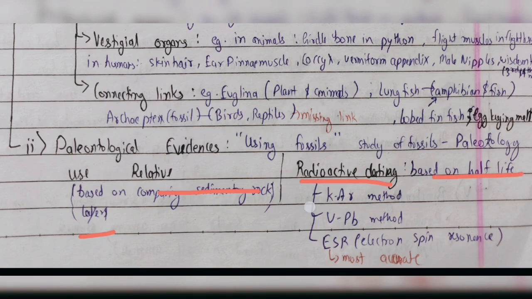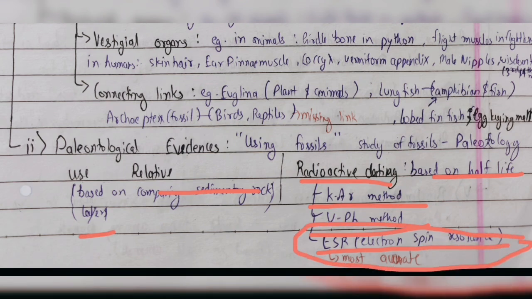Three most popular ones are given in NCERT, like potassium-argon method, uranium-lead method, and ESR, electron spin resonance. Out of all of them, ESR is considered the most accurate.